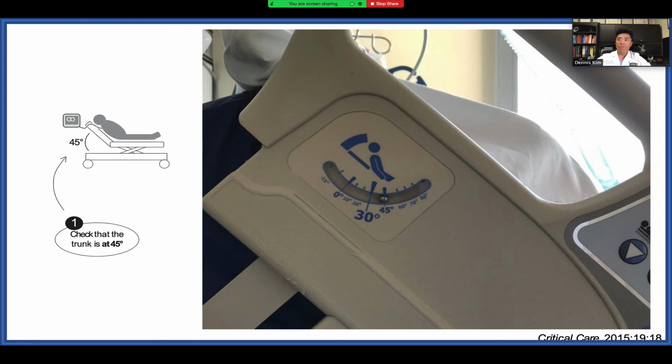Oftentimes I'll see patients are already relatively supine, hopefully their bed's greater than 30 degrees. People come over, kind of lift the legs up, look at the monitor to see if there's an improvement in their hemodynamics, and say yes or no to fluid responsiveness.